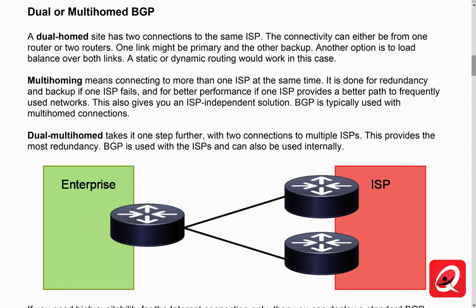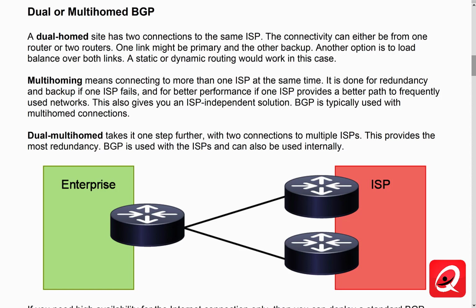We could load balance over the link as well. I like to use the term load share. BGP doesn't really do dynamic load balancing, but we can do load sharing based on policies that we create in our BGP domain. Multi-homing simply means that we are connected to more than one ISP at the same time.